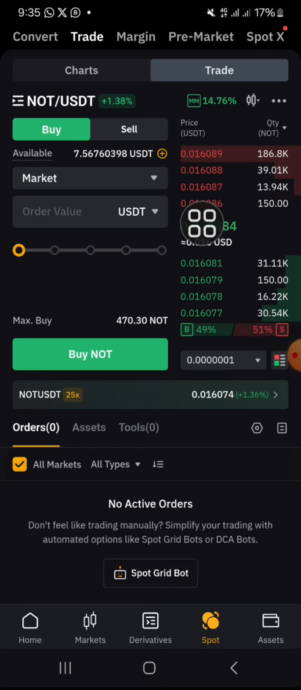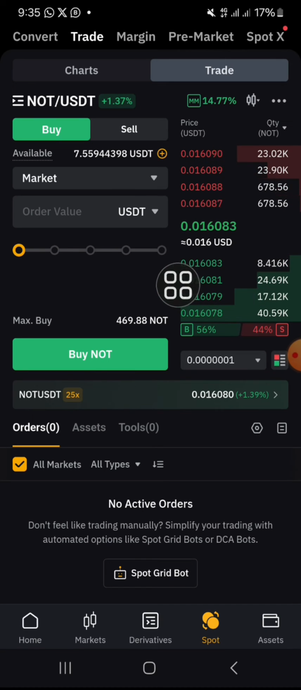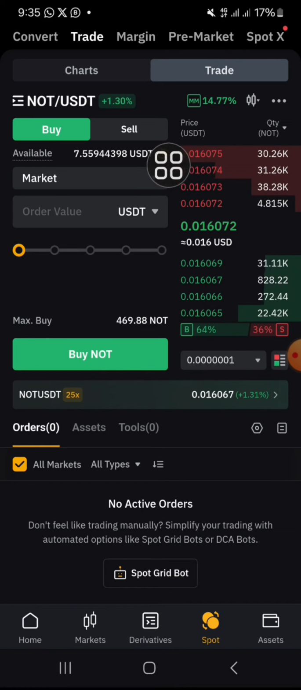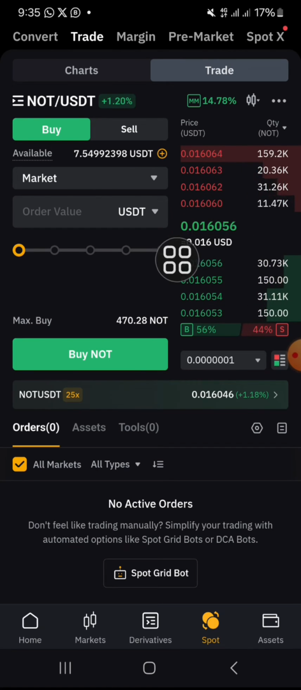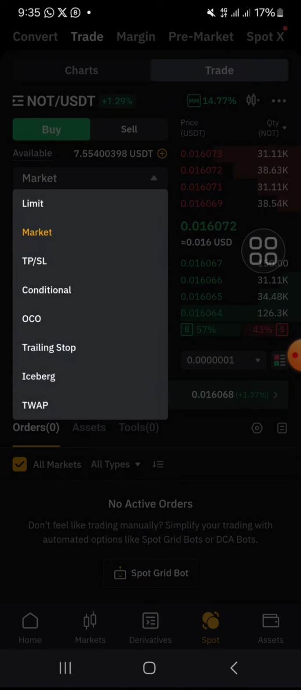As you can see, this person wants to sell Notcoin at the rate of 0.01160, while this one wants to buy at the rate of 0.0116, where this one wants to sell to. So if the price here and the price here meet or are equal, the trade will execute. Currently, this is the current market price, 0.01160.